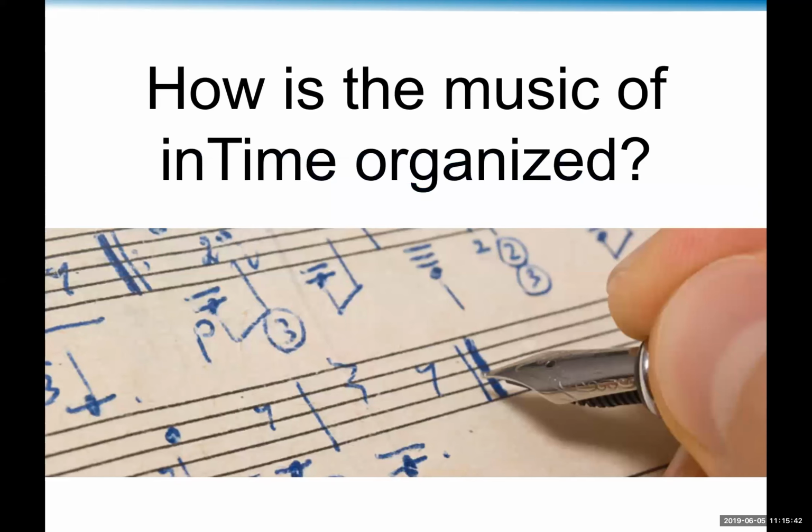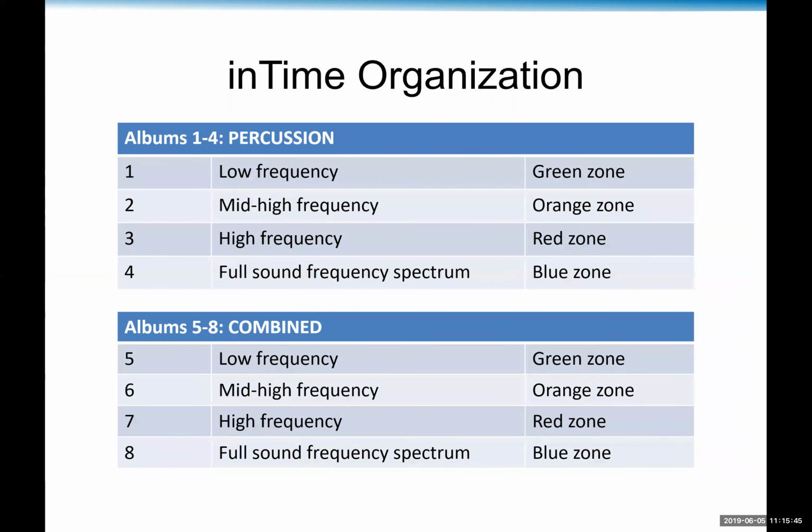So now we're going to look at how the music of inTime is organized. You can see here very clearly albums 1 to 4, as I mentioned earlier, percussion only. So album 1, you'll see we actually start at the green zone. When you compare it to level 1, spectrum and inTime, they start in the blue zone, and the blue zone is actually the 4th album in progression. So we start with SI, we move to speech and language, onto high spectrum, and then to full spectrum. Then we move into the combined albums, again repeating sensory integration, green zone, speech and language, orange zone, high spectrum, red zone, and full spectrum in the blue zone.